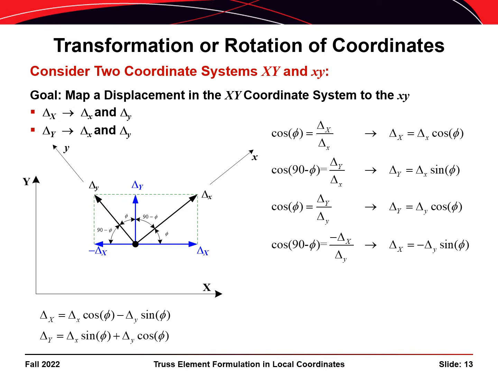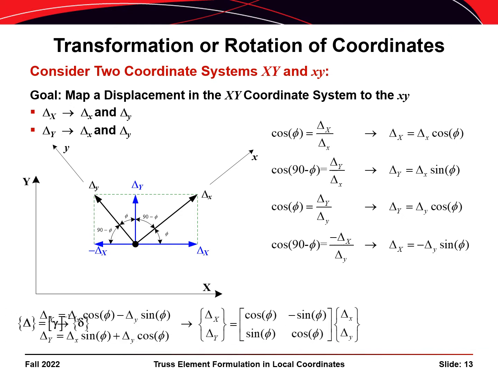And next we can collect like terms, resulting in one equation for delta capital X as a function of delta lowercase x, delta lowercase y, and phi, and a second equation for delta capital Y as a function of delta lowercase x, delta lowercase y, and phi. Finally, we can write these two equations in matrix form, and then finally substitute in our definitions for the capital delta matrix, lowercase gamma matrix, and lowercase delta matrix.